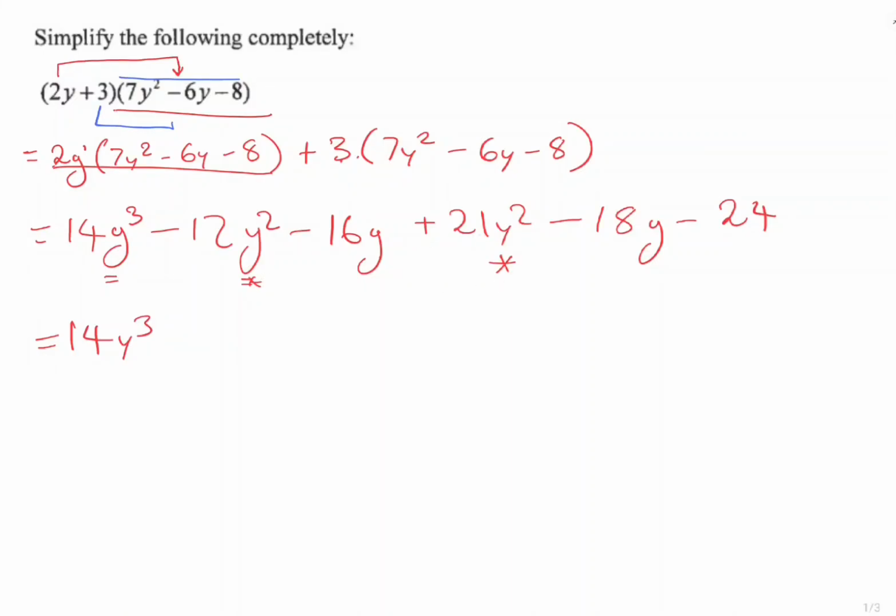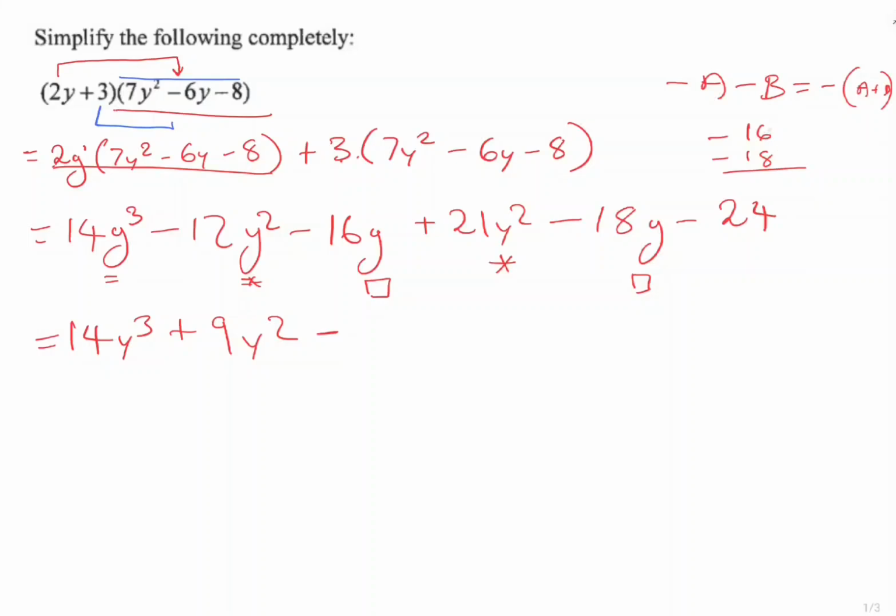And also this one. So you ask yourself, if I take 21 and minus 12, what am I going to get? I'm going to get 9y squared. Then again you have this one, let me put a square, you have a minus 16y and a minus 18y, so both of them are negatives. If two negative numbers are joined together, let's say minus a and minus b, think about them as a minus of a plus b. So they're going to add to each other, but it's going to be a bigger negative number. So a minus 16 and a minus 18.